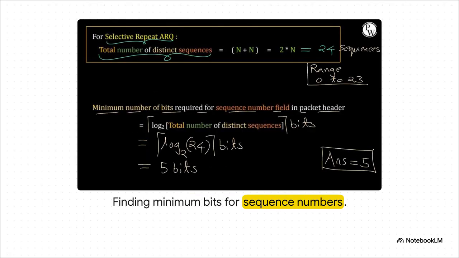But here's the thing, knowing the window size is only half the battle. We still have to design the packet header to actually support it. For selective repeat to function without sequence numbers overlapping and confusing everything, the total number of distinct sequences has to be at least n plus n, or just 2n. Since our window size n is 12, we need 24 distinct sequences, ranging from 0 all the way to 23. To represent 24 unique values in binary, we just take the base 2 logarithm of 24 and take the ceiling. That tells us we need a minimum of 5 bits for the sequence number field in our packet header. I love this part, because it perfectly connects bandwidth utilization formulas directly to actual header design.